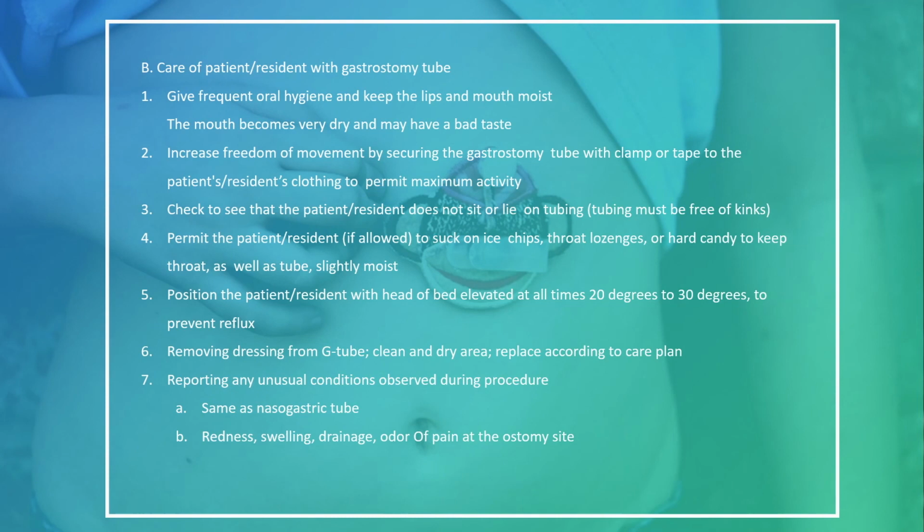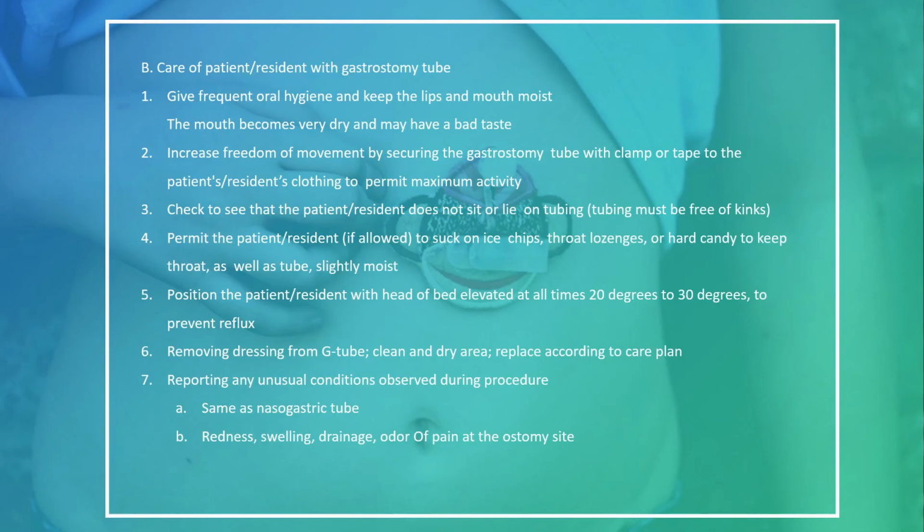Care of patient or resident with a gastrostomy tube. Give frequent oral hygiene and keep the lips and mouth moist. The mouth becomes very dry and may have a bad taste. Increase freedom of movement by securing the gastrostomy tube with a clamp or tape to the patient or resident's clothing to permit maximum activity. Check to see that the patient or resident does not sit or lie on the tubing. The tubing must be free of kinks.